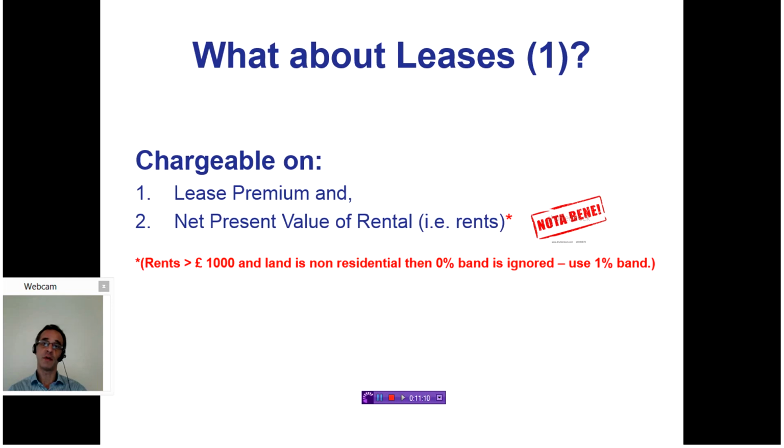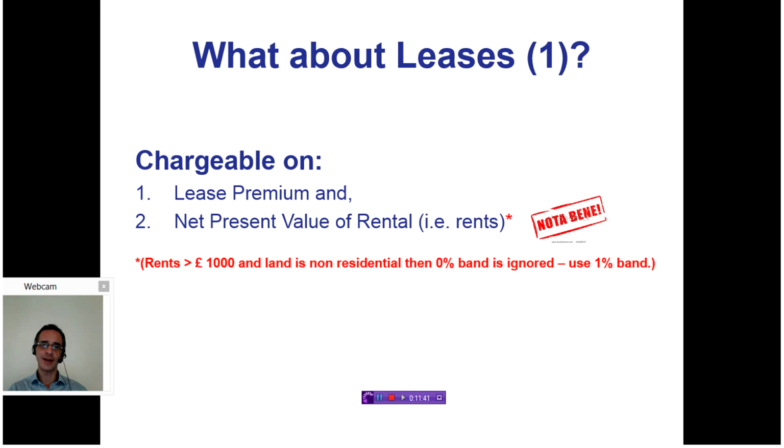We could have two different forms of charge here. So when we apply the percentages, we could have two separate calculations. Do bear in mind there's just a little trick here where the rental value is more than 1,000 and is non-residential. HMRC have simply decided that the 0% band is ignored, use the 1% band. So I've seen tax examiners use that trick.